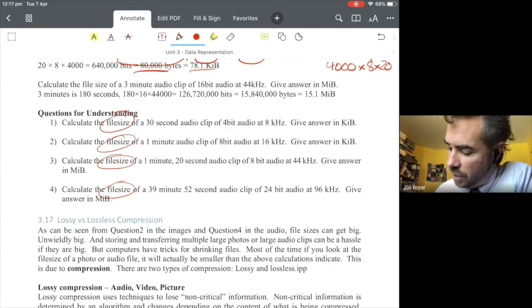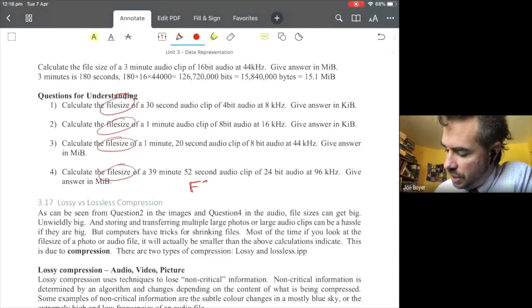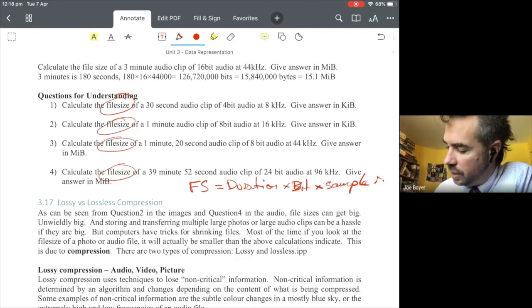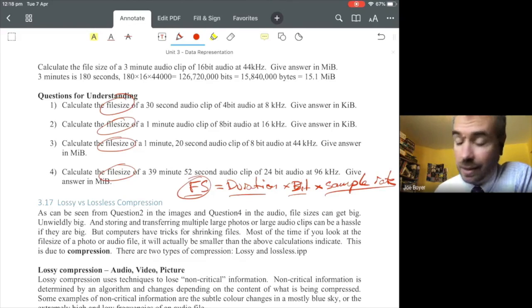So essentially, we've got file size is equal to our duration times bit depth times the sample rate. We could quite easily get a question for which any one of those four different values are the unknown. To start with, we're just practicing where the file size is the thing we're trying to calculate, given the other three, but it wouldn't be hard to mix it up and say, okay, well, let's calculate that one given the other three, or vice versa.